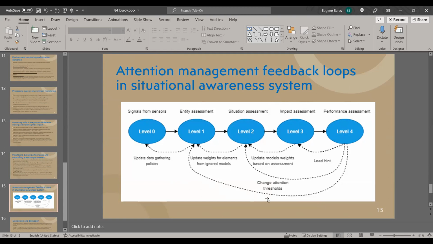But we also have feedbacks coming, for example, from level 3 to level 4 by updating weights as a result of modeling impacts. From level 4 to level 1 is updating the weights of ignored models. We don't need to reason about elements which are not important, so their importance in the ontology is lowered. And also from level 1 we can send a signal to ignore the signals from some sets of detectors, from a set of sensors, just ignore some subset of input information if we don't have enough resources.